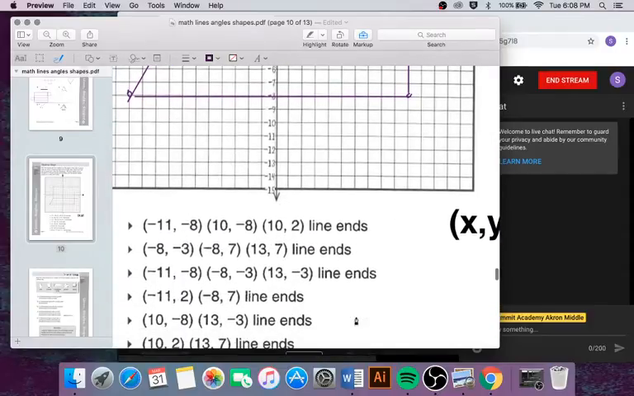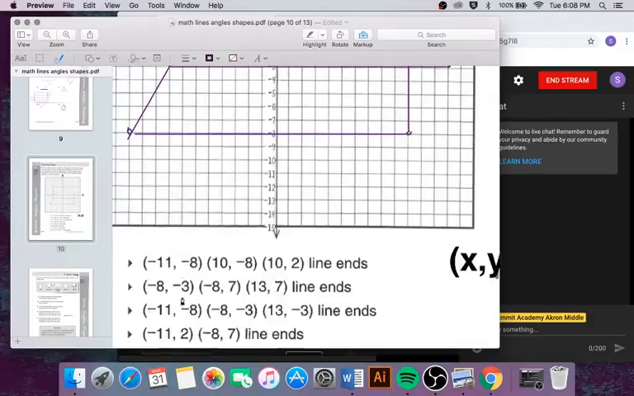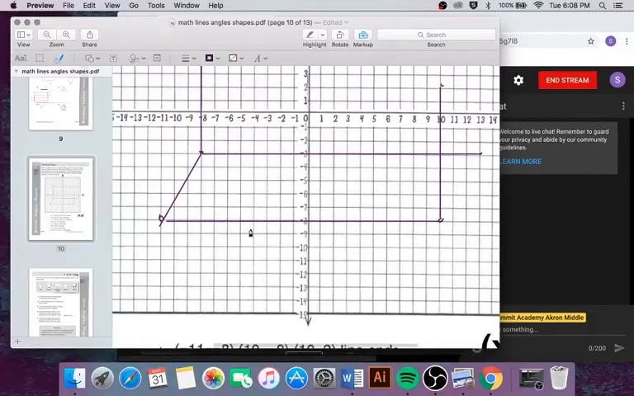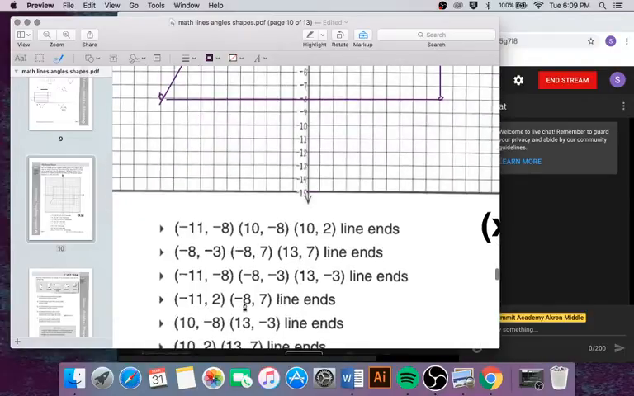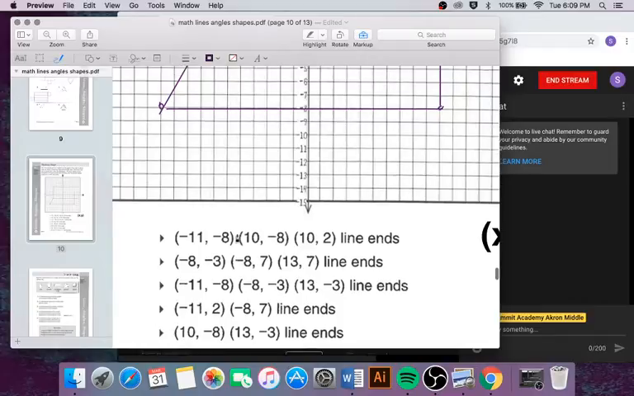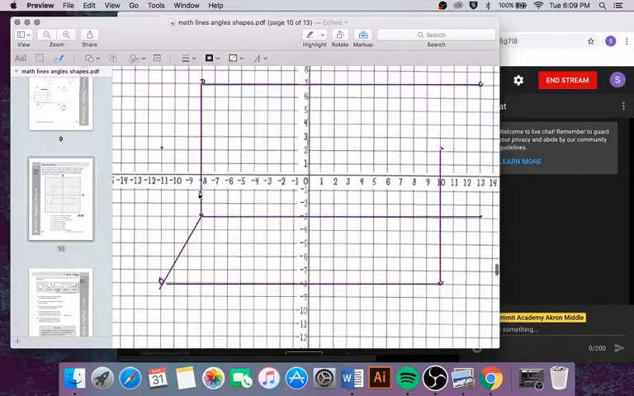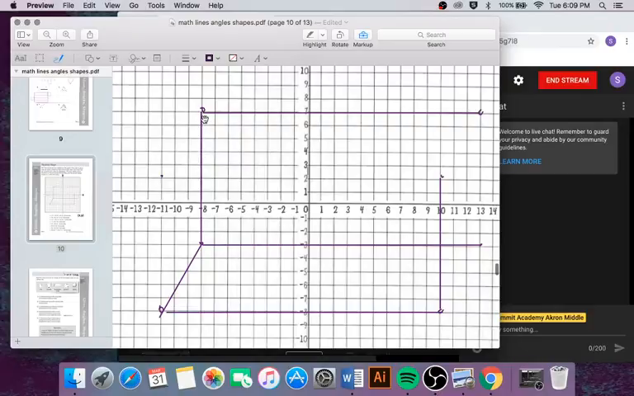Our next one is -11 and 2. So again, over to -11, up 2. We're going to plot a point. -8 and 7. So we're going to go over to -8 and up to 7. We already have a point there, so now we're going to draw a line that connects these two.